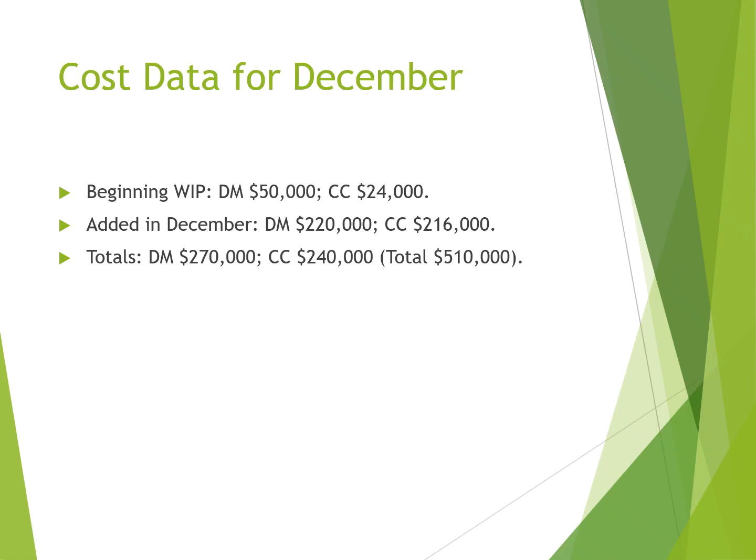Now let's look at the costs. Beginning work in process already had $50,000 in materials and $24,000 in conversion. This month we added $220,000 of materials and $216,000 of conversion costs. So in total, we have $270,000 of materials costs and $240,000 of conversion cost to spread out across all the units that were worked on.